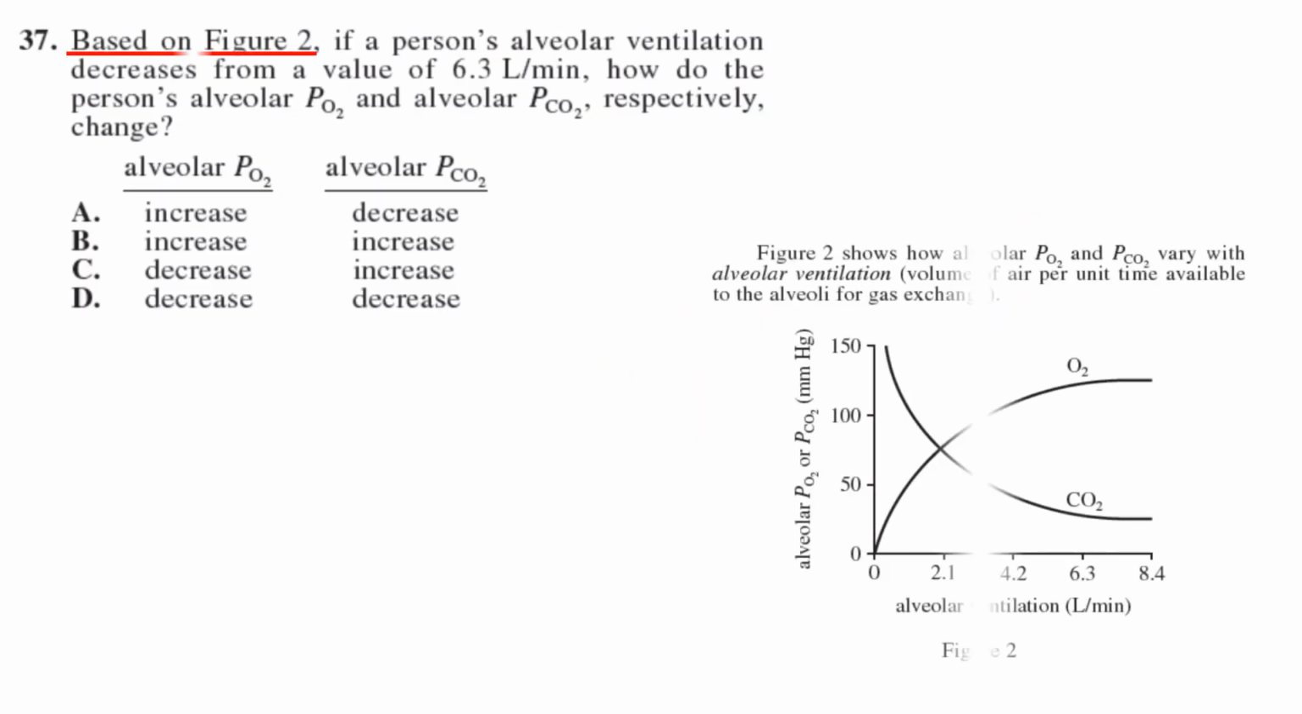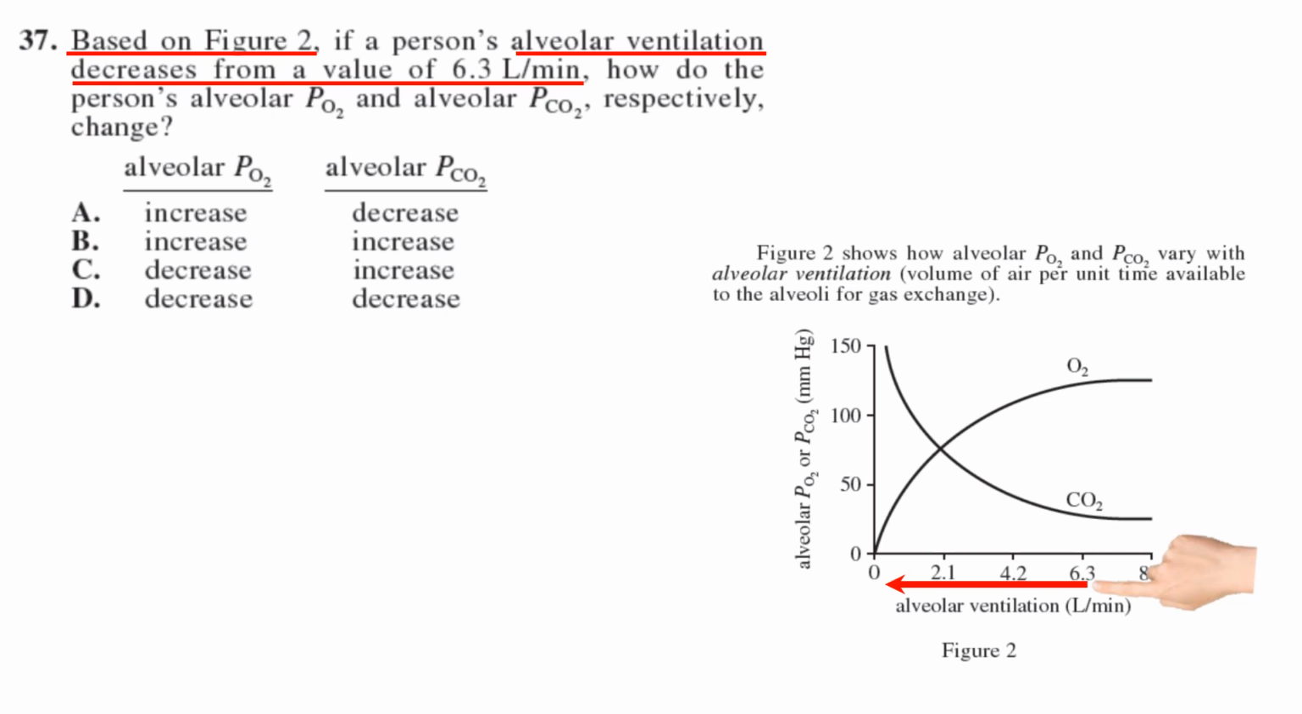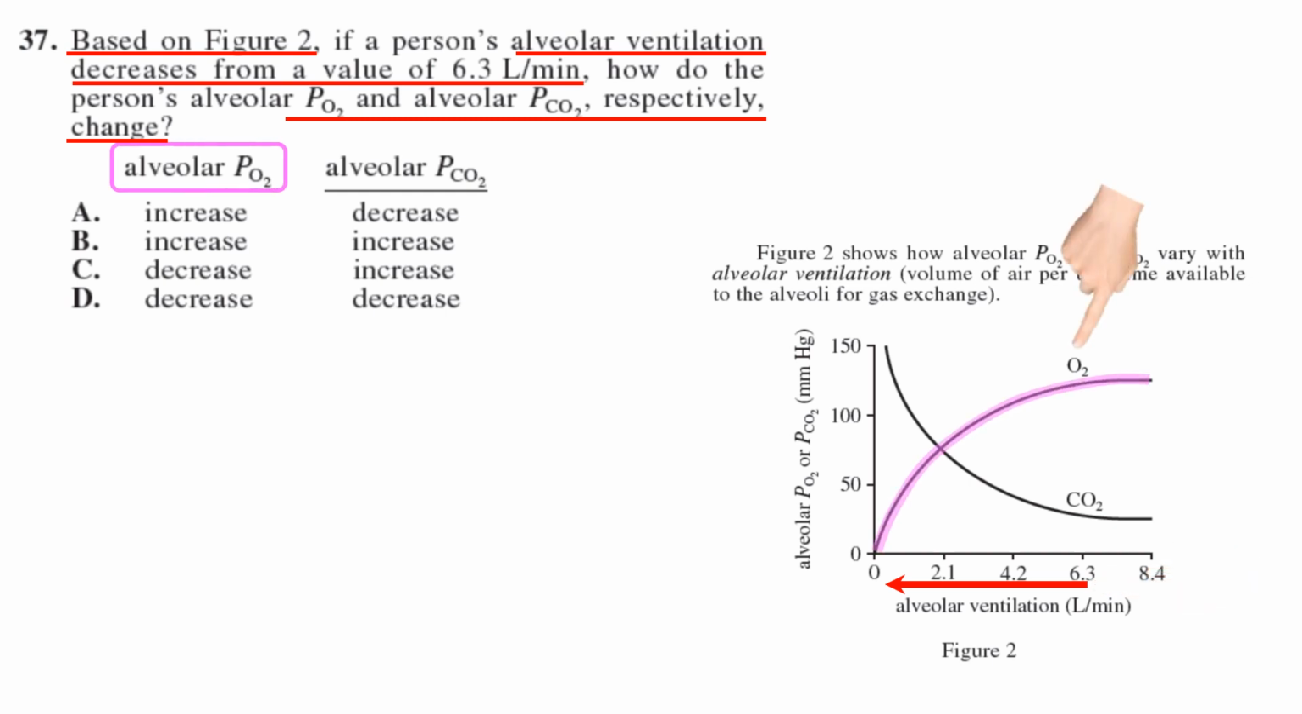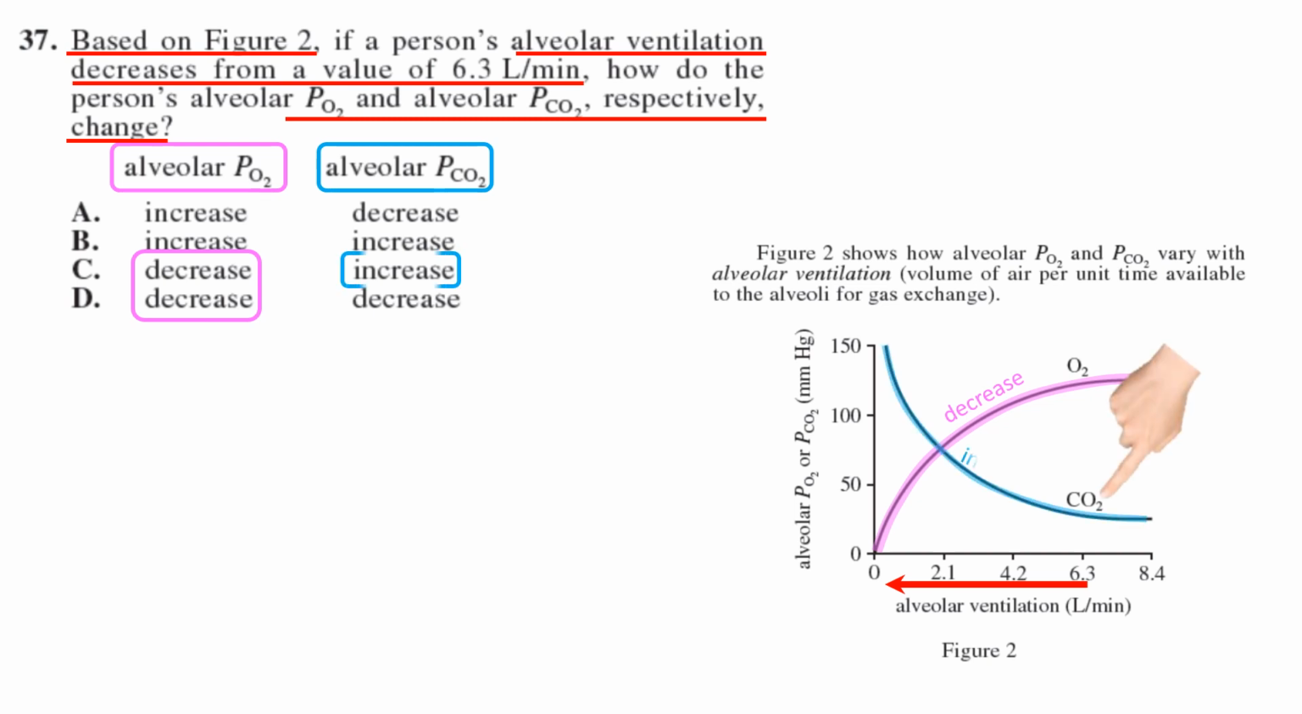Number 37, based on figure 2, if a person's alveolar ventilation decreases from a value of 6.3, so we're going to the left, how does the person's O2 and CO2 respectively change? We have two columns, so let's look at the O2 line first, which we see right here, and as it moves to the left, it decreases, and then we have the CO2, which is here, and as that moves to the left, it increases. So your answer is C.